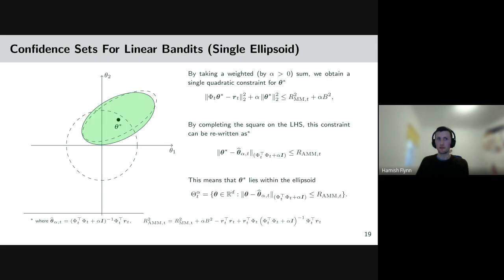And if we choose a relatively small alpha, then we'll get something like the confidence set shown in green, which is a single bounded ellipsoid. And for any alpha, this is actually exactly the same as the OFUL confidence ellipsoid, except the radius we have here, RAMM, is actually always a bit smaller than the radius of the OFUL confidence ellipsoid, as we'll see later.